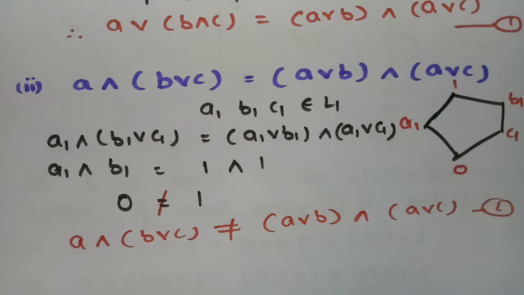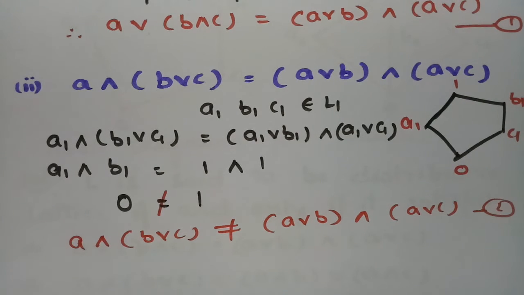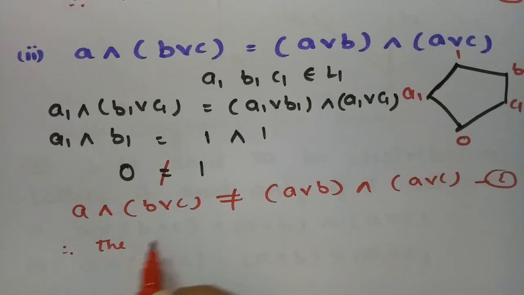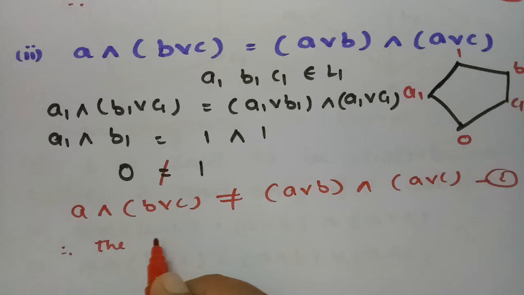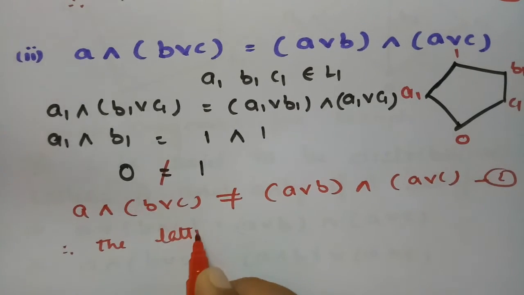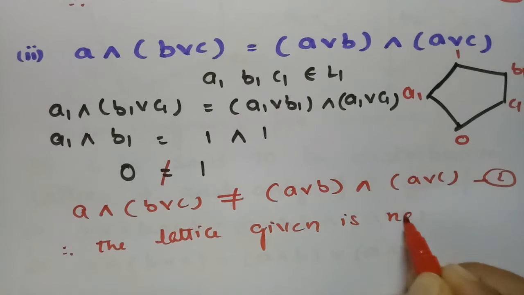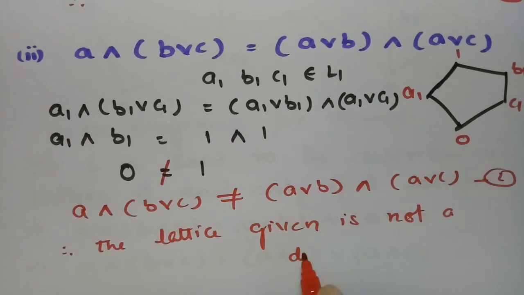From this property, the distributive law doesn't hold. Therefore, the lattice given is not a distributive lattice.